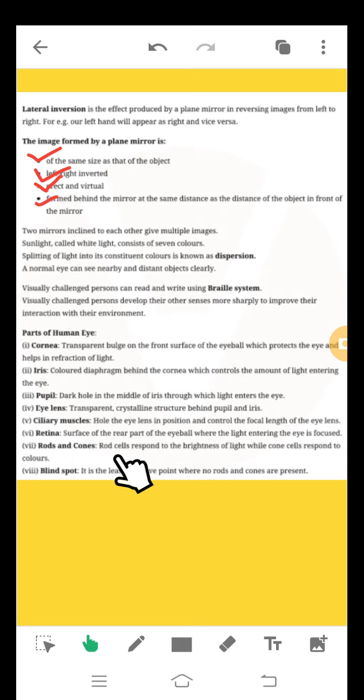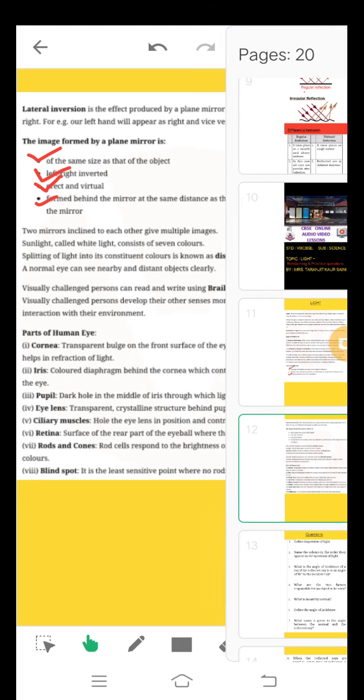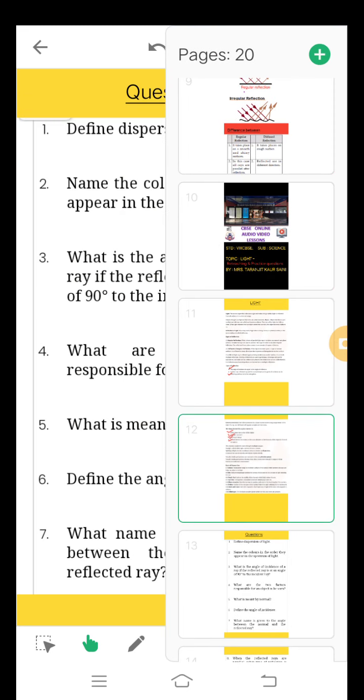Rods and cones are the cells present on the retina. Rod cells respond to the brightness of light, while cone cells respond to colors. Blind spot. It is the least sensitive point on the retina where no rods and cones are present, hence no image is formed on this part.